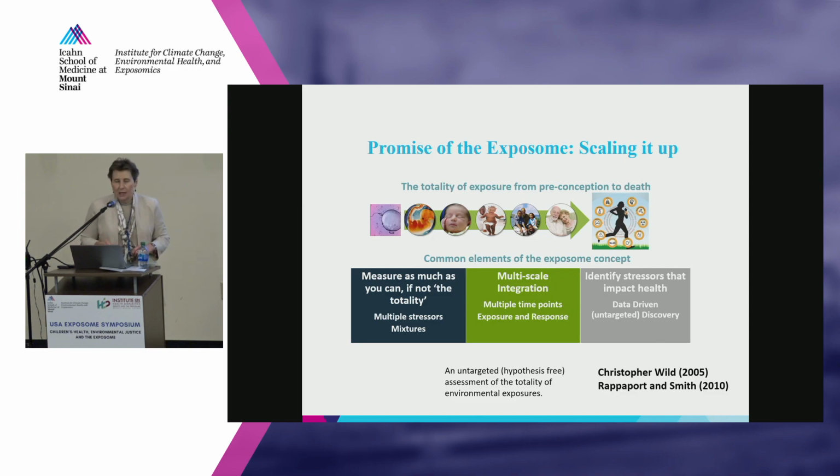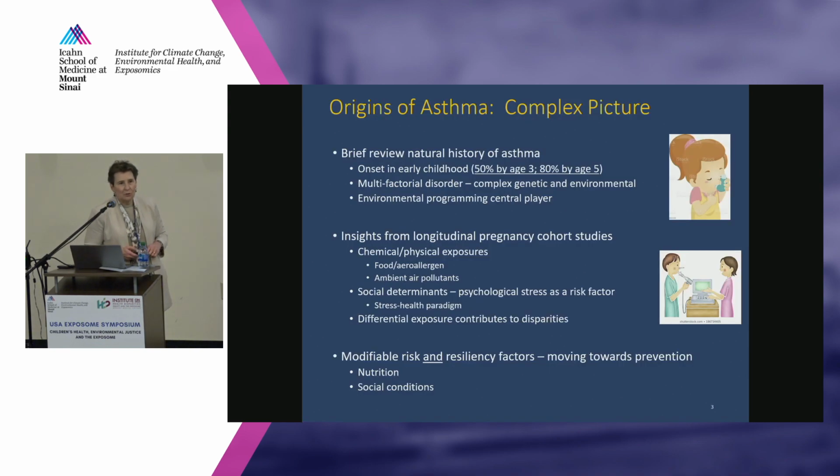So you heard about solution-oriented research. That's one way to start, right? Let's focus in on the health-relevant exposures. As I said, I'm going to use asthma as a disease paradigm because it's a very good one to think about when you're looking at early determinants of onset of disease.